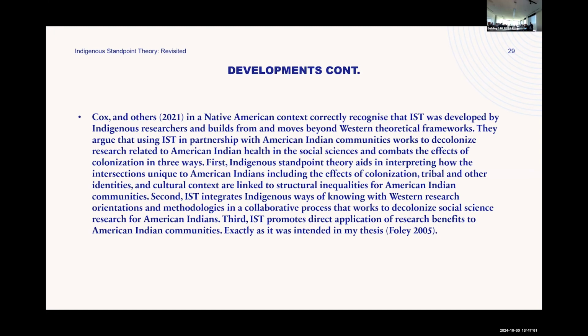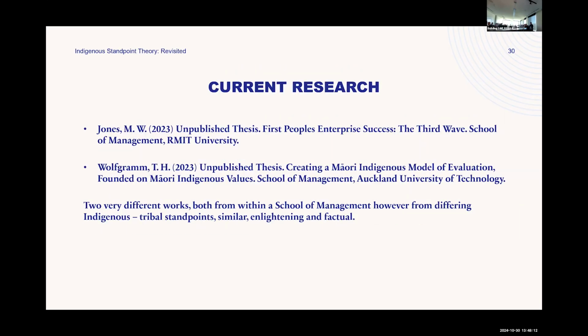It integrates Indigenous ways of knowing with Western research orientations and methodologies in a collaborative process that works to decolonise the social science research. And IST promotes direct application of benefits to African American communities, exactly as it was intended in my thesis. I thought it was wonderful. I was in heaven. And then I marked 2 theses in 2023.